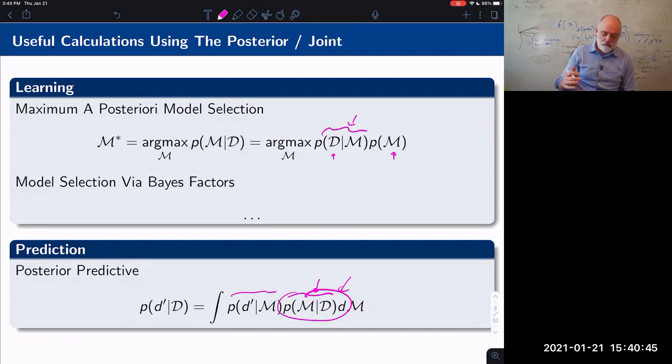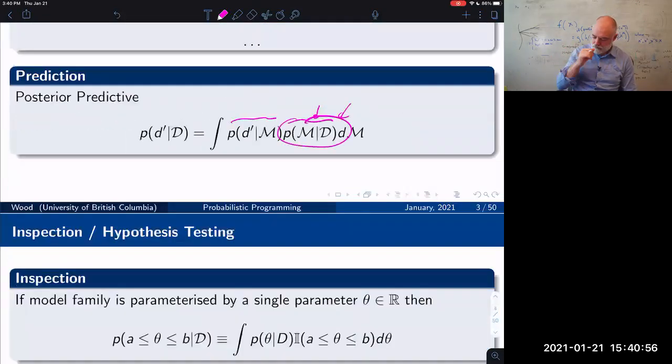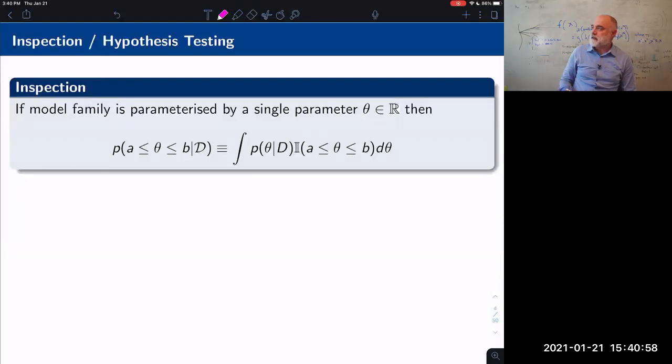And if we do that, then we'll be able to do posterior predictive inference that is better calibrated in terms of uncertainty representation.